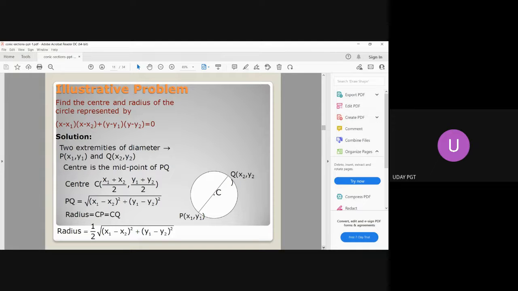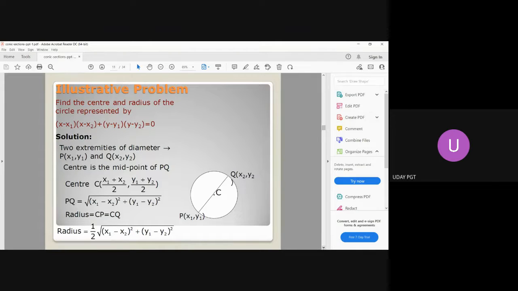For the equation we are developing, we can find the center and the radius. Obviously you can find the center: the center is the midpoint of the diameter. Whenever the endpoints are given to you, the midpoint of the diameter is the center. You can find the midpoint using (x1 plus x2)/2, (y1 plus y2)/2, and the diameter distance is under root of (x1 minus x2) whole square plus (y1 minus y2) whole square.